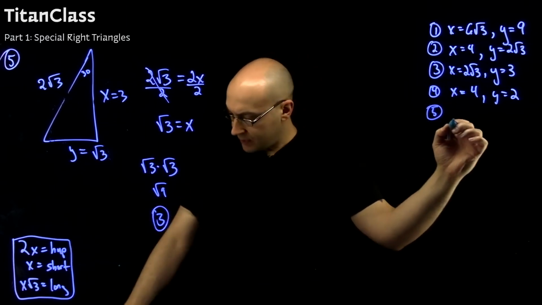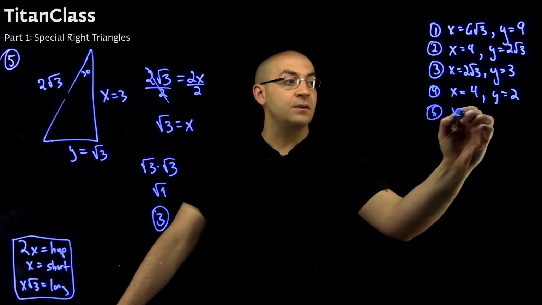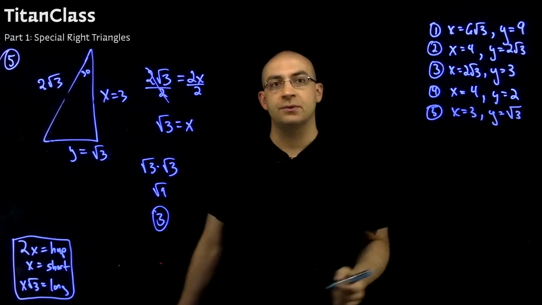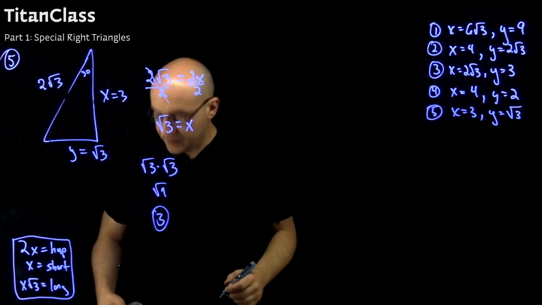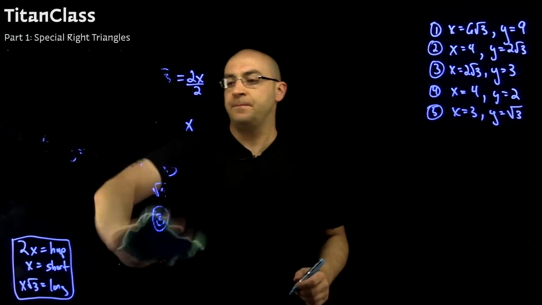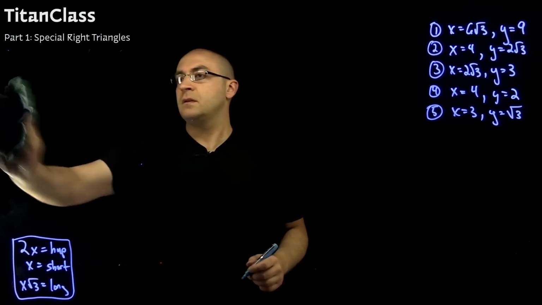So x was, I just wanted to make sure that I don't switch those things around. And y was the root 3, which was the short side. All right, let's move along. Okay, now the next couple problems, it looks like these triangles have switched around a little bit. So let's change that up.